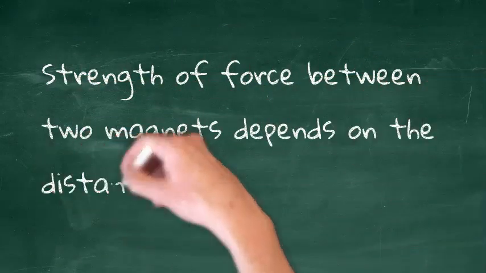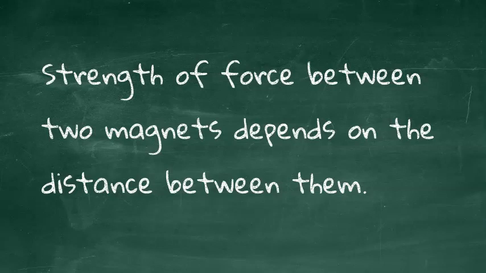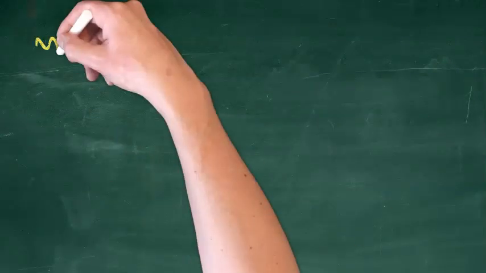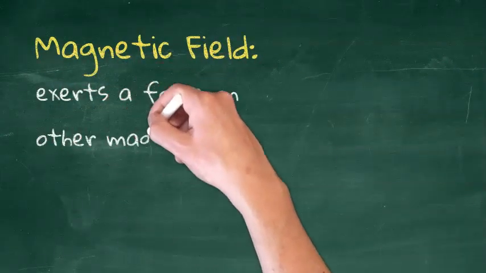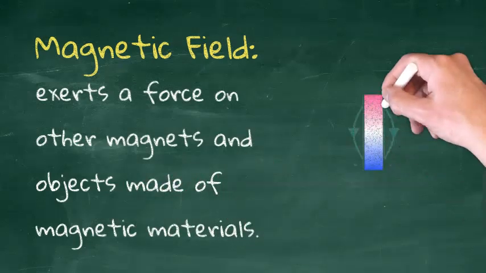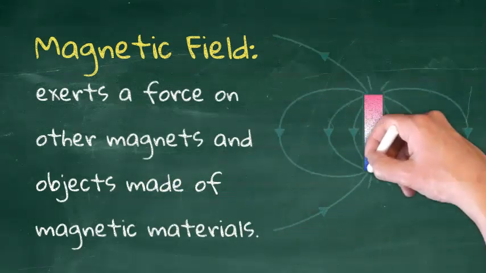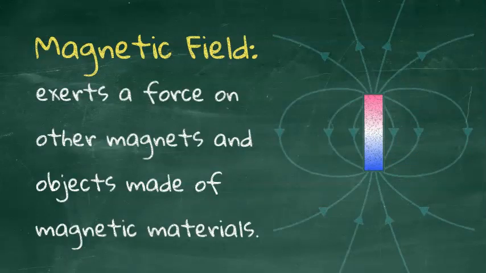So, how do we determine the strength between magnets? Well, the strength of force between two magnets depends on the distance between them. The closer that two magnets are, the more attraction or repulsion they'll have. Magnets have what's called a magnetic field around them, where they exert a force on other magnets and objects made of magnetic materials. You can see the magnetic field around this magnet.